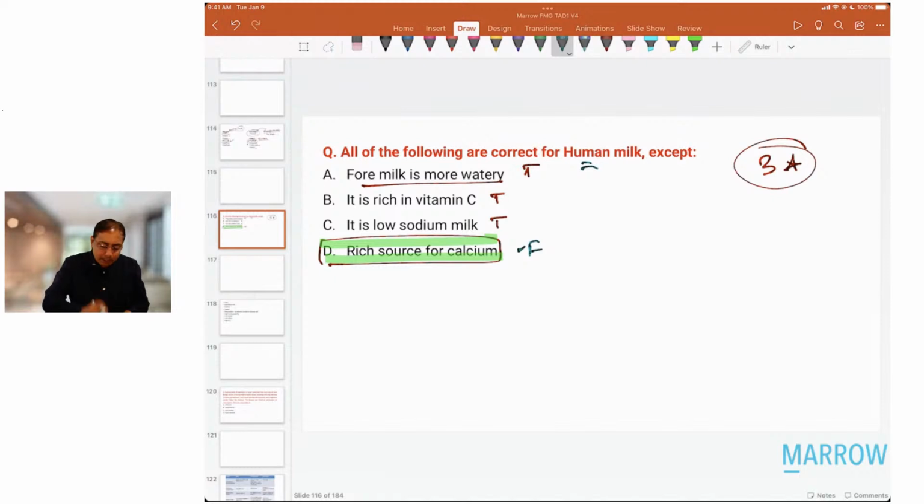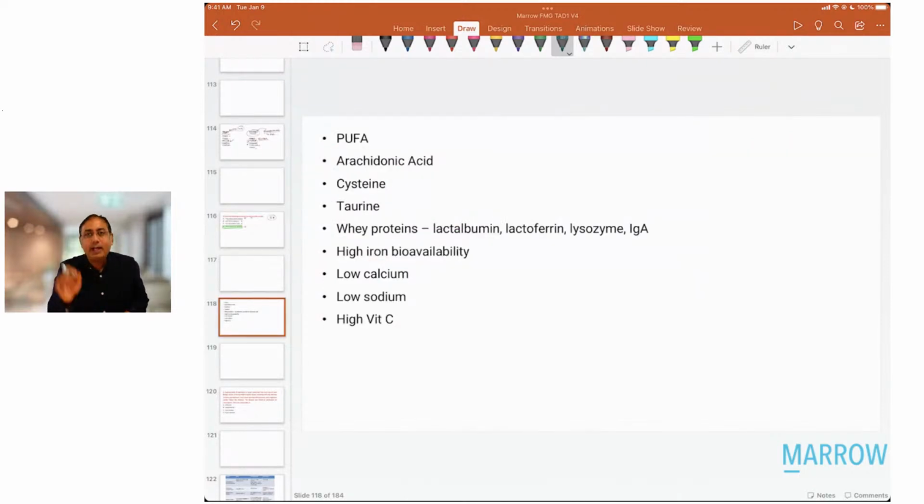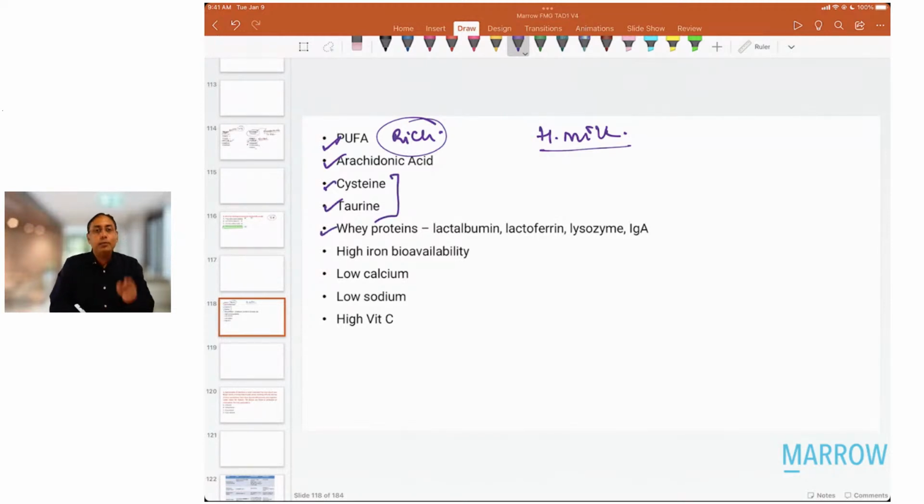It has been asked multiple times. Just one slide, and this one slide is going to fetch you at least one question in your exam. It could be from pediatrics, PSM, or gynae. Human milk is rich in PUFAs, rich in arachidonic acid, rich in cysteine and taurine, which are the proteins. It is also rich in whey proteins. What are the whey proteins in human milk?